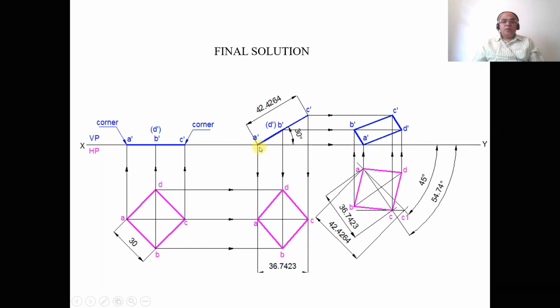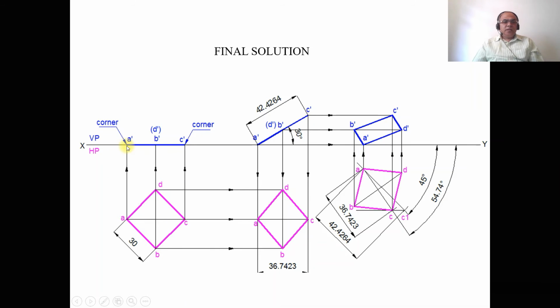So you make one of the corners on the XY line, consider it A dash, at any convenient distance from the first position front view, and you mark this point as A dash. Then, using the protractor with respect to the XY line, you measure an angle of 30 degrees and draw an inclined line. Using the compass, take the distance from A dash to C dash of the first position front view and transfer it from A dash onto this 30 degree line, so that you get this point, and you mark it as C dash.